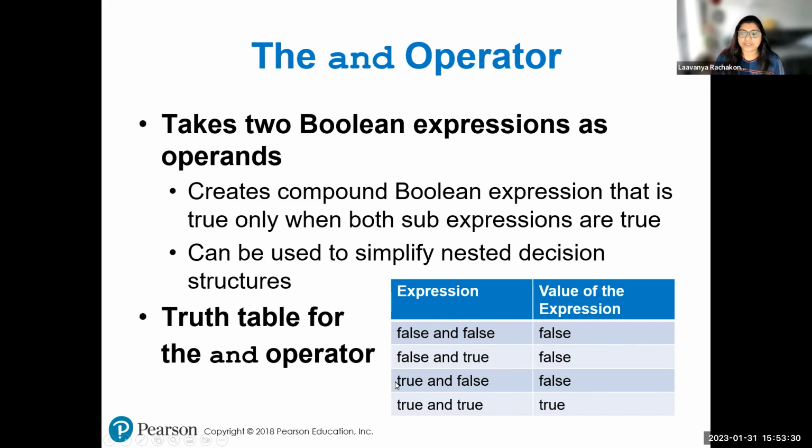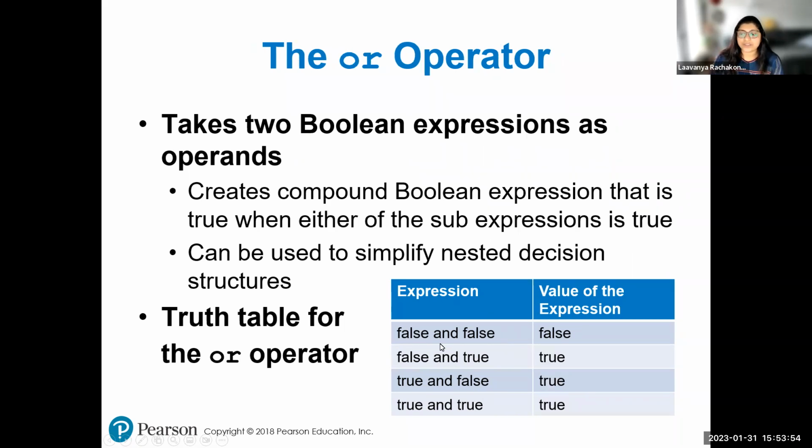So for example, if the person has a salary greater than 30,000, but is not employed for 2 years, then he is not qualified for the loan, because both the conditions must be met. So for the AND operator, both the conditions must be true, or must be met, for the compound expression value to be true.